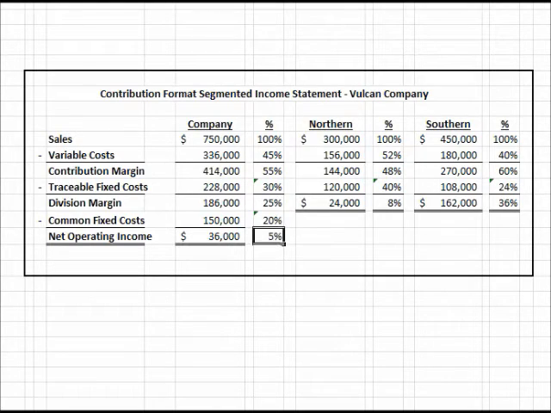And then we can fill it in for the company as a whole. So you can do that. It asks us to do that in the problem where you fill in the percentages, and we can take a look and analyze this contribution format segmented income statement and see what we have going on.